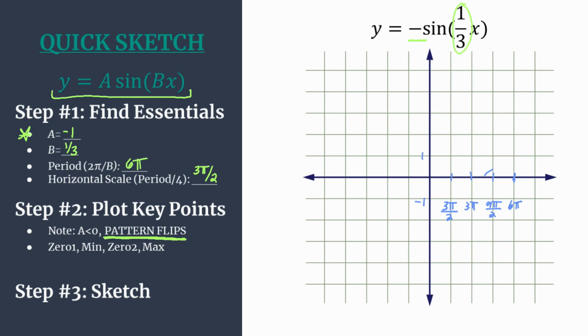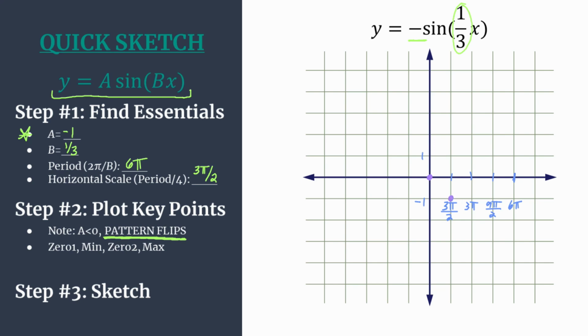All right, so we're going to plot our 4 key points. Remember, we talked about it already. Our pattern is flipping because of that negative out front. It's causing a vertical reflection, or a flip over the x-axis. So our pattern of key points will start at the origin, and the flipped pattern is 0, minimum, 0, maximum. So let's start with our first 0 at the origin. We'll have our minimum at 3 pi over 2, and to get the y-coordinate, you just look for your value of a, and we said that's -1.